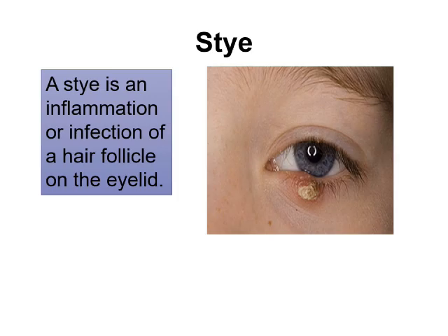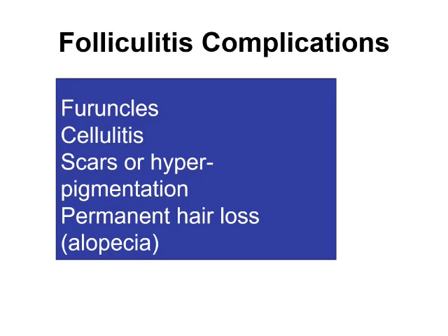Untreated folliculitis can lead to complications. These complications include formation of furuncles. Furuncles are boils. It can also lead to cellulitis. Cellulitis is the inflammation of the deeper layers of the skin. Scarring can also occur, as well as hyperpigmentation. The patient may also experience permanent hair loss or alopecia.